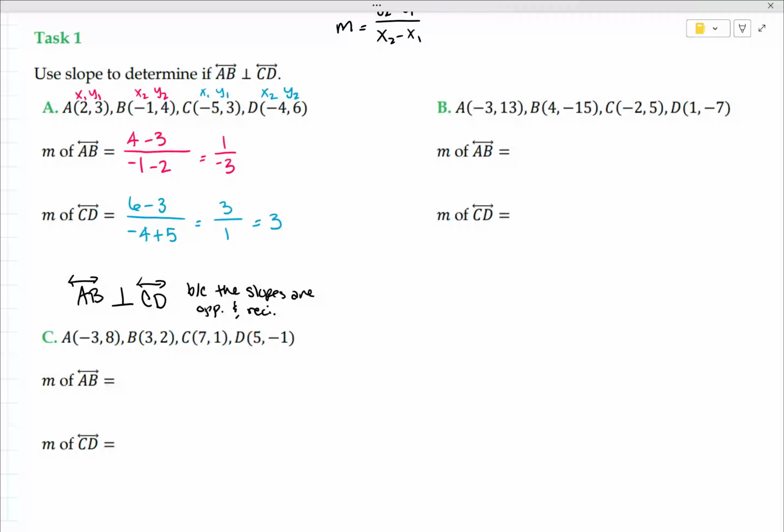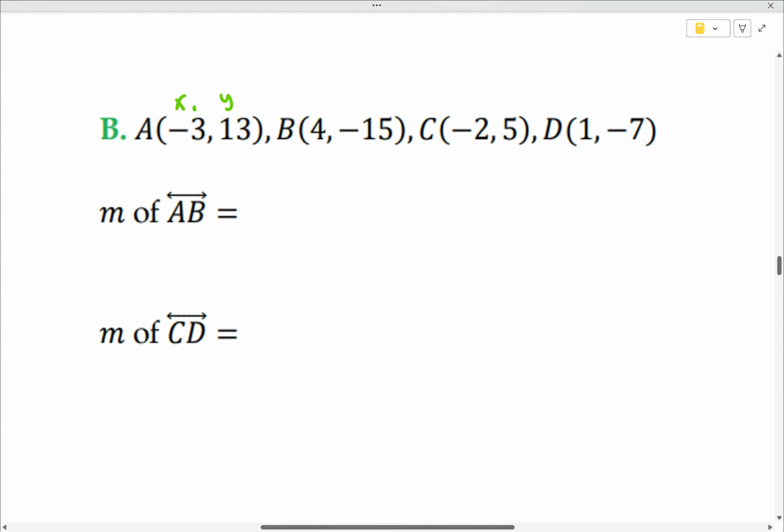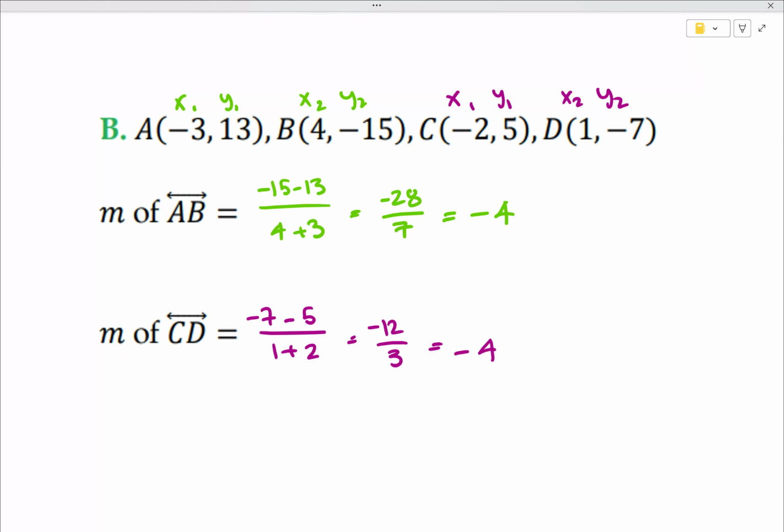All right, let's go over question B first. So label your coordinates, x1, y1, x2, y2, then we're going to plug that into our slope. So negative 15 minus 13, double negative turns into a positive. I got negative 28 over 7, which reduces down to a negative 4. And then for CD, x1, y1, x2, y2, negative 7 minus 5 over 1 minus a negative, so plus 2. We end up with negative 12 over 3, which reduces down to negative 4.